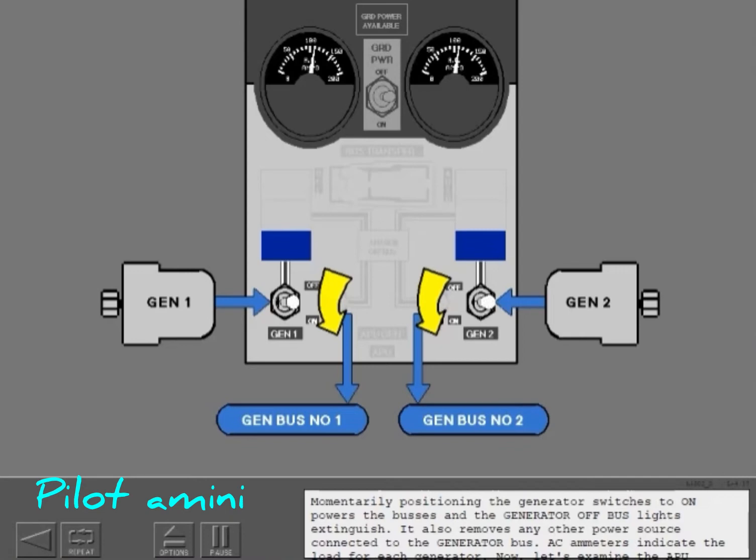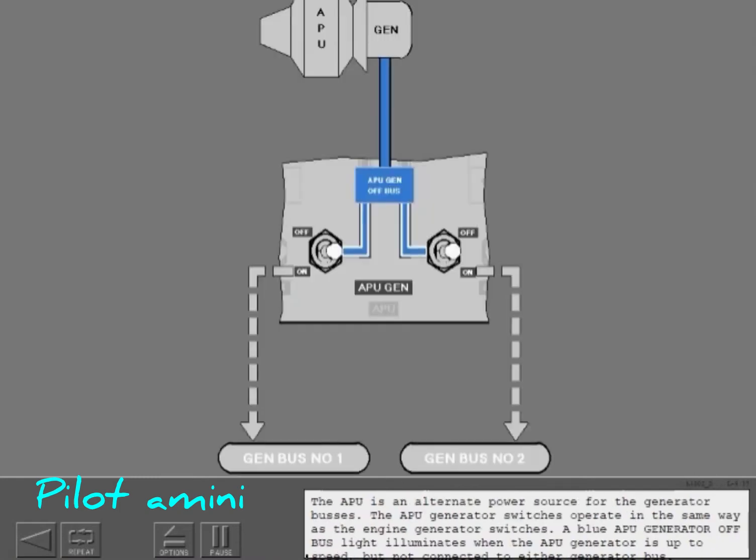Now let's examine the APU generator switches. The APU is an alternate power source for the generator buses. The APU generator switches operate in the same way as the engine generator switches. A blue APU generator off bus light illuminates when the APU generator is up to speed, but not connected to either generator bus.